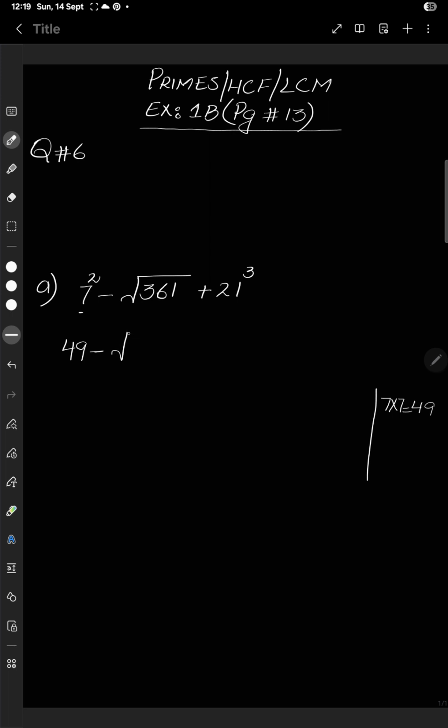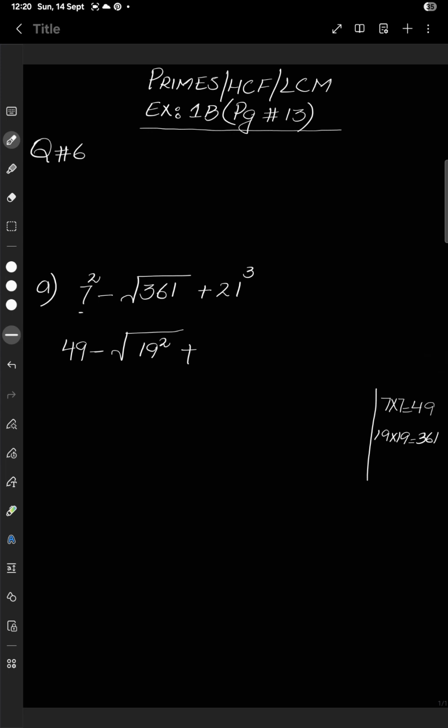If you have memorized the squares of numbers 1 till 20, you all know that 361 is 19 square. If we multiply 19 two times, our answer will be 361. So that's why I'm writing 361 is equal to 19 square. This is one and the same thing, another way of writing 361 as 19 square, right? So plus 21 cube. 21 cube means you will multiply 21 three times.